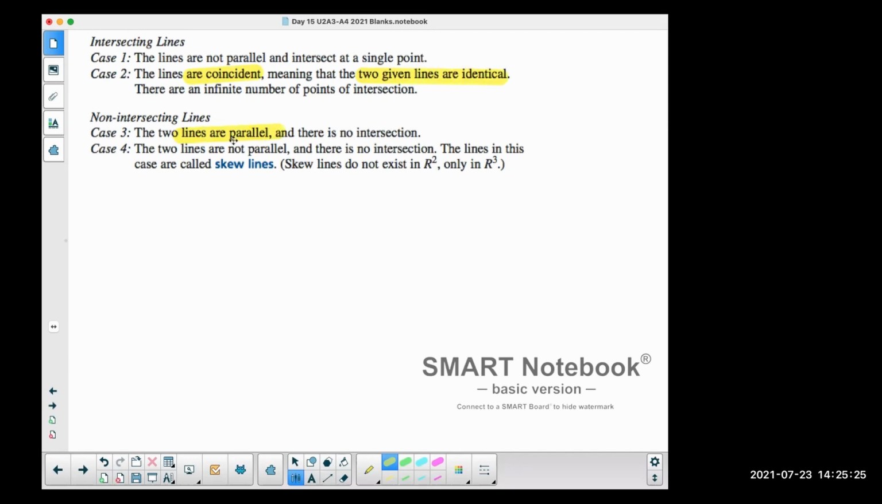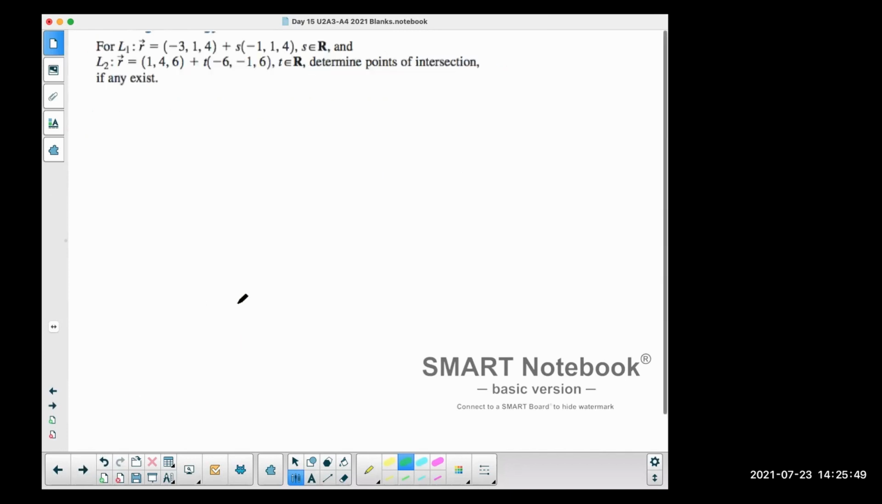So that's another easy case. Most commonly asked are the first case and the 4th case, because they are very similar in terms of math. One, there is an intersection. The other, there is no intersection. Skew lines do not exist in 2D, right? In 2D, you don't have skew lines. It's only in 3D. All right, so let's look at this particular example.